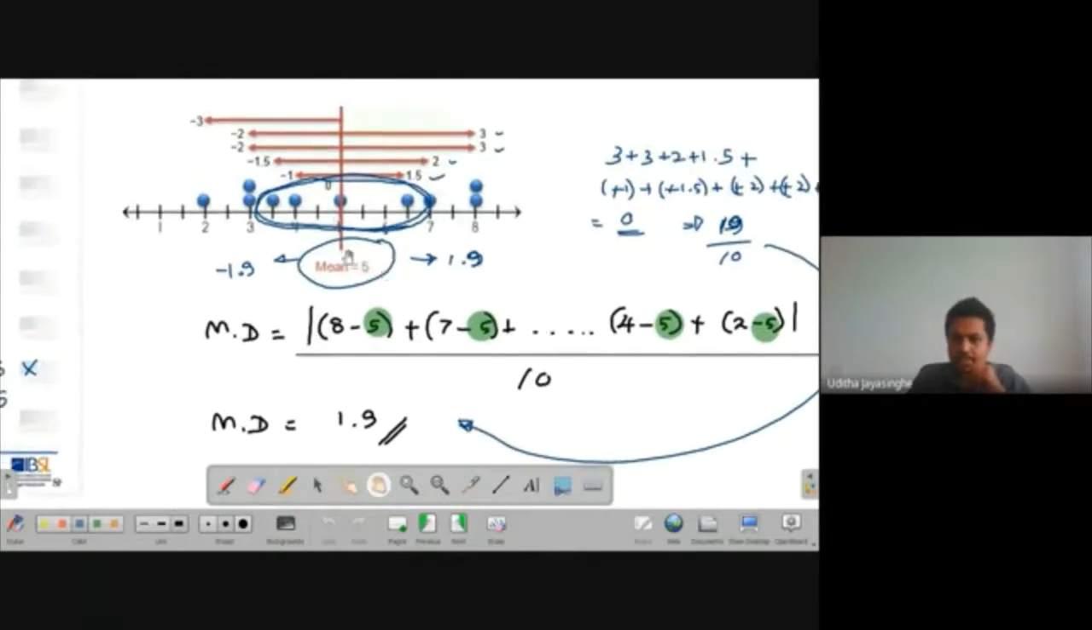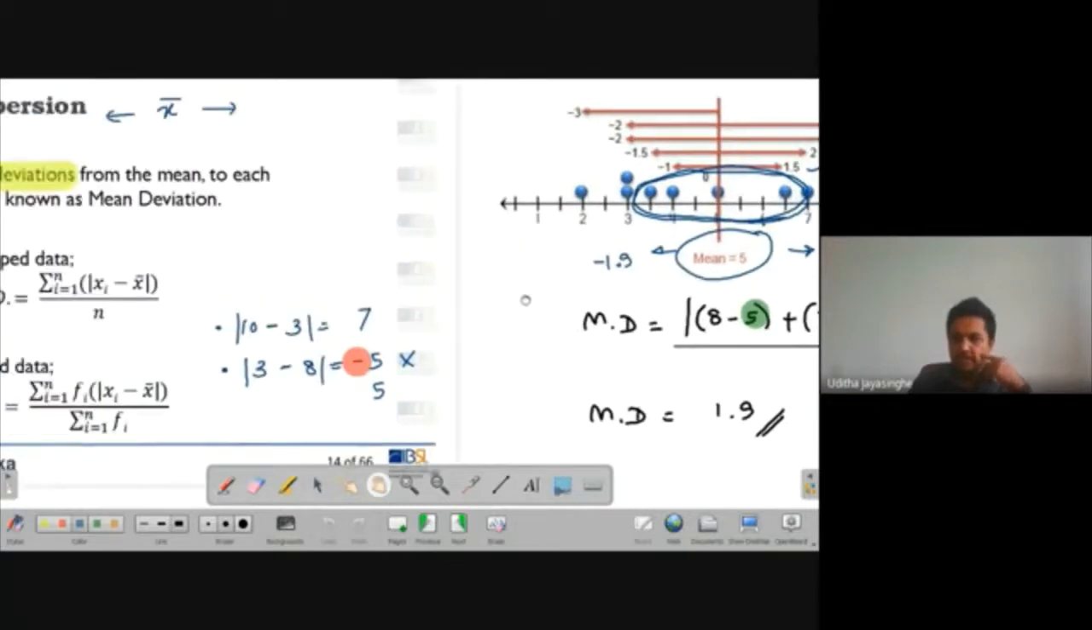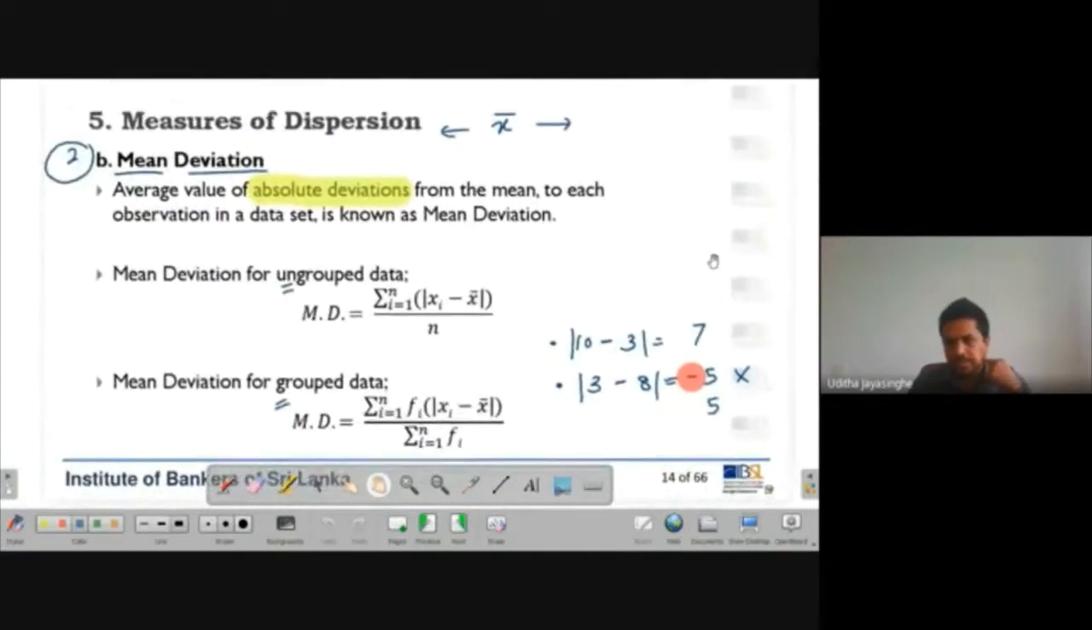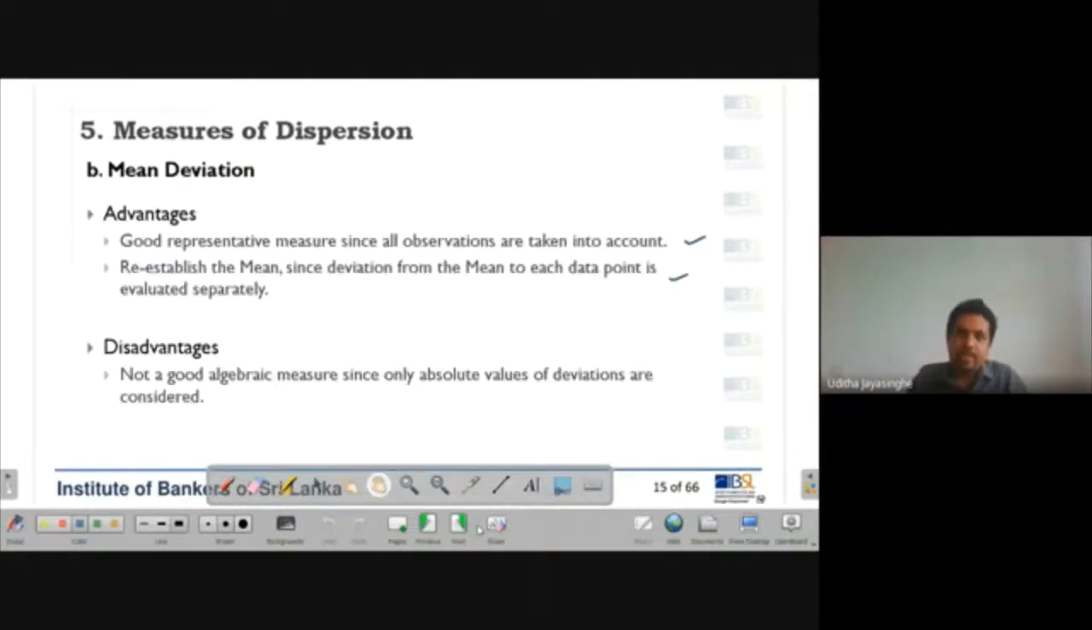Look at this mean of 5 and a mean deviation of 1.9, and negative 1.9. If you mark it, you can see the majority of the data set is covered in that one mean deviation area. Maybe if you take two mean deviations, the entire data set will be covered. Likewise, you can come to a conclusion. So mean deviation is one of the very introductory deviation measures that we can calculate to get an understanding of how dispersed the data is from the middle point.